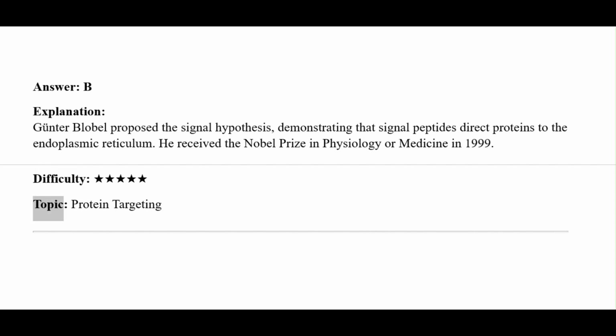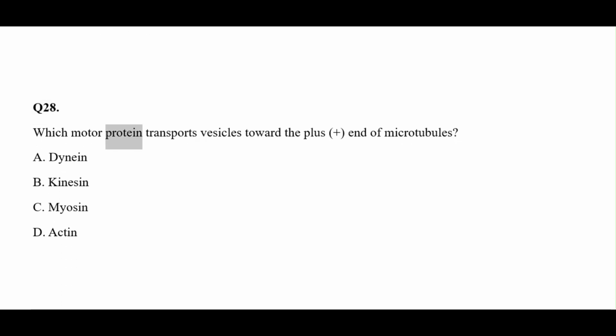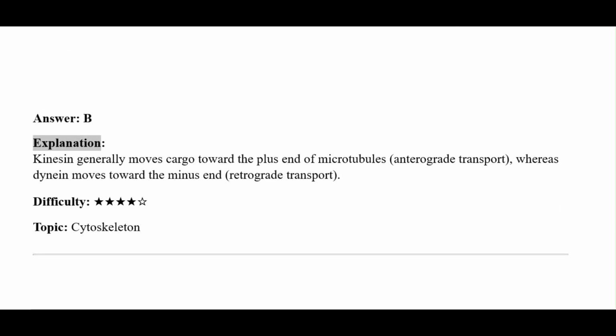Difficulty. Topic: Protein targeting. Q28. Which motor protein transports vesicles toward the plus end of microtubules? A. Dynein. B. Kinesin. C. Myosin. D. Actin. Answer, B. Explanation. Kinesin generally moves cargo toward the plus end of microtubules, anterograde transport, whereas dynein moves toward the minus end, retrograde transport. Difficulty. Topic: Cytoskeleton.